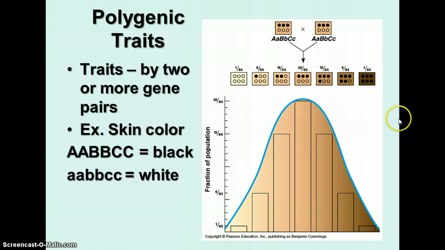But if you have three pairs of genes that code for it, then you can see that the more dominant genes you have, the darker your skin color will be. The more recessive genes you have, the lighter your skin color will be. That's called a polygenic trait. And skin color is like that, hair color is somewhat like that, eye color is definitely like that. And we'll talk about some more of those in class.